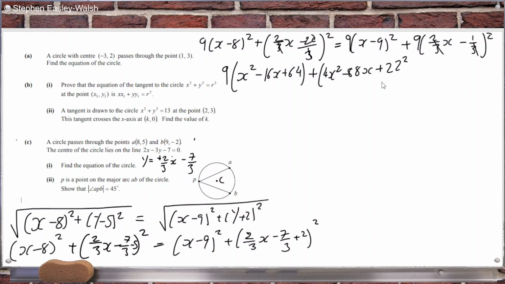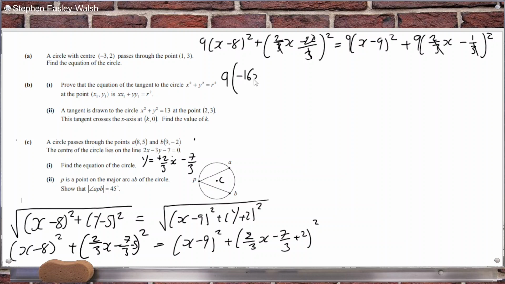Actually, I just need to make a bit more space. But I realize a lot of the x squared parts are going to cancel, because here you'll get a 9x squared, and here you'll get a 9x squared. So they'll actually cancel, so I don't even bother writing them down. Just straight on to the next term.